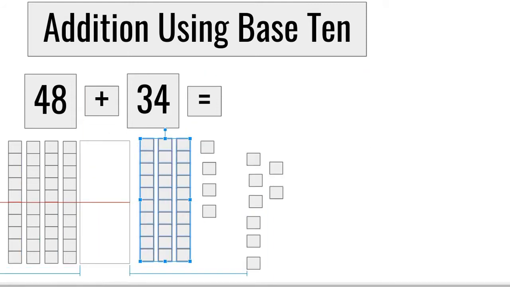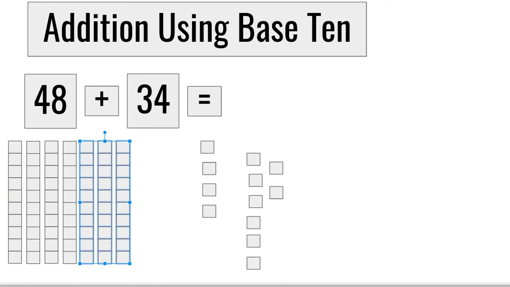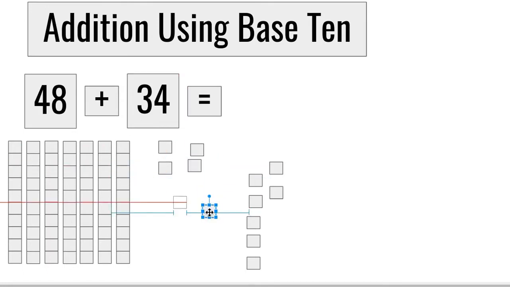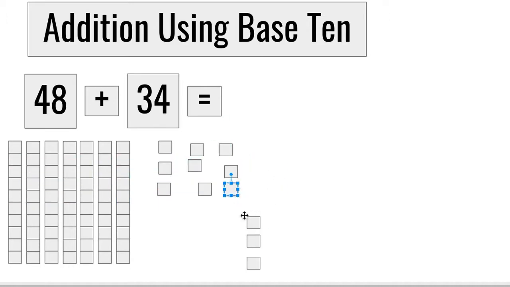So, how many tens does that leave us with? If we had 4 tens plus 3 tens, how many tens did that leave us with? Good, we have 7 tens that we're left with. Now let's see how many ones we have. 1, 2, 3, 4, 5, 6, 7, 8, 9, 10, 11, and 12.